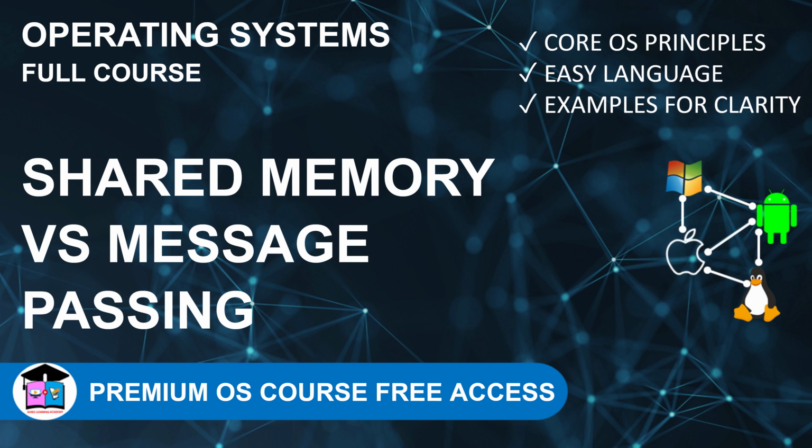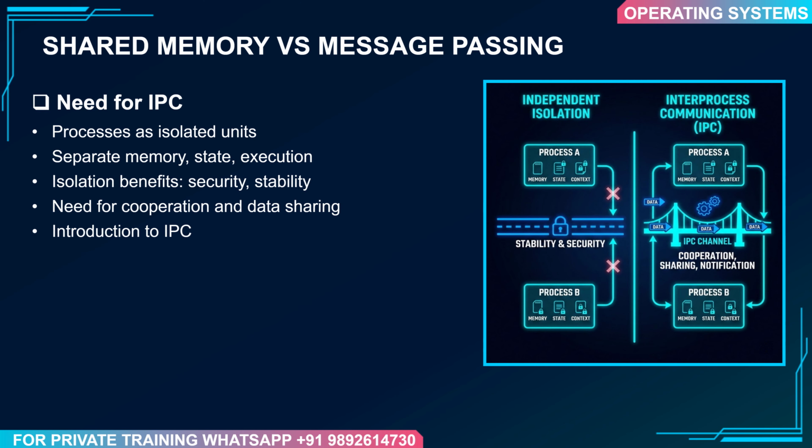Let's simplify what is shared memory and message passing in interprocess communication. Up to this point, we have talked a lot about processes as independent entities. We learned that each process has its own memory space, its own state, and its own execution context. This isolation is very useful for stability and security, but it also creates a new challenge.